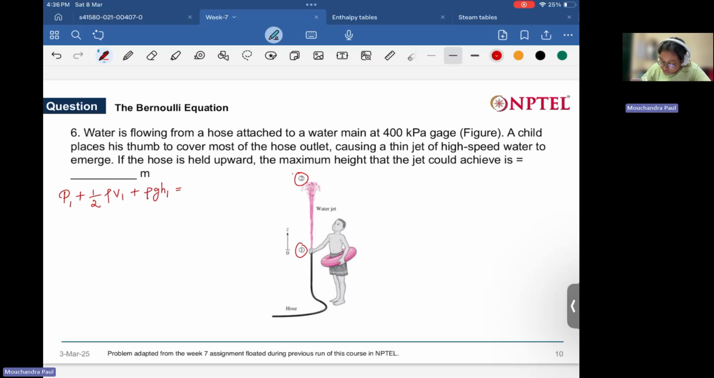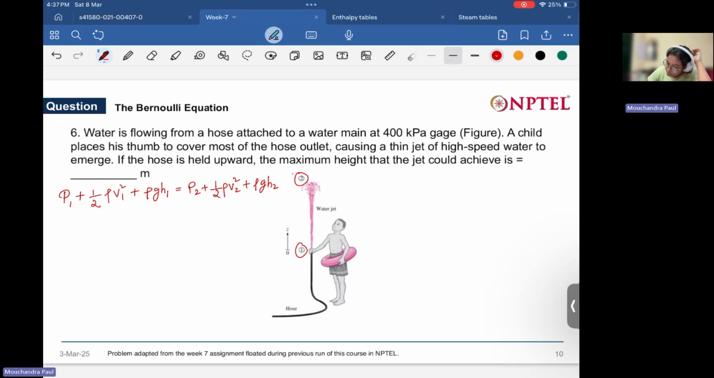And for site 2, you can write as P2 plus half rho V2 square plus rho G H2. This is the Bernoulli equation. This is for site 1. This is for site 2.